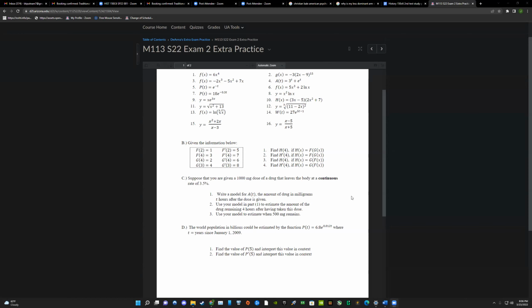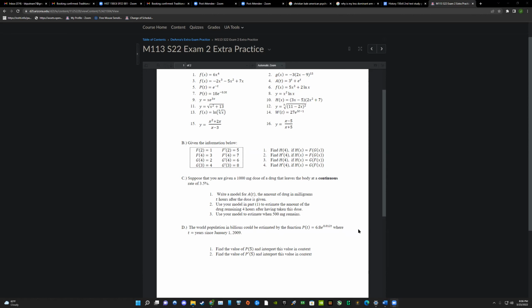All right, the world population in billions could be estimated by this function. So that's nice, there's the function. They want part 1 here. They want you to do P of 5. They want you to put 5 in for t: 6.8 e to the 0.012 times 5, and you get some number.